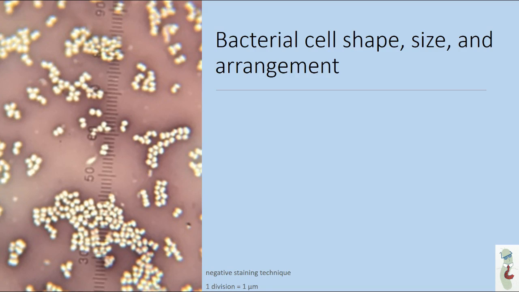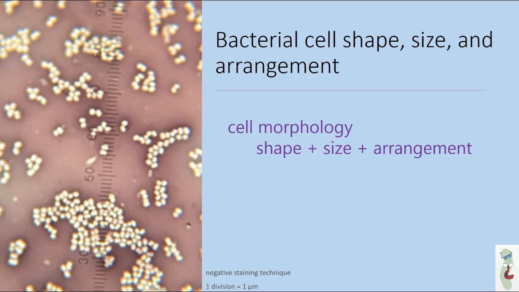The bacterial smear on the left was stained using a negative staining technique. This technique colors the background, leaving the cells unstained or clear. In a typical stain, you should be able to determine the cell's shape, size, and arrangement. Together, these define the cell's morphology. The majority of the bacteria come in one of 5 different shapes. The small white circles that you see here are individual bacterial cells.